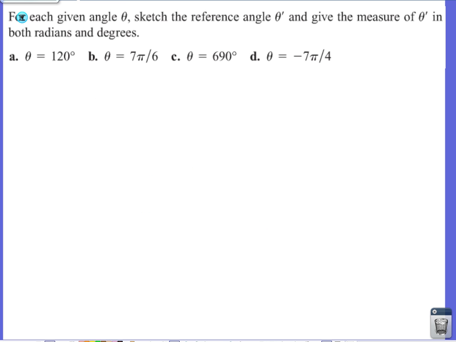Moving on. For each angle theta, sketch a reference angle theta prime and give the measure of theta prime in both radians and degrees. Ooh, that's fun. First problem, 120 degrees. I'll let you try that one on your own. I will sketch it for you. 90, 120 is about right here. I need to know the reference angle of 120 degrees.